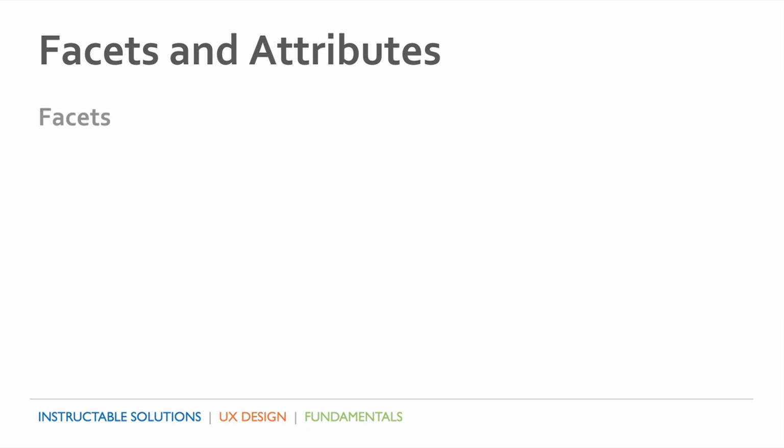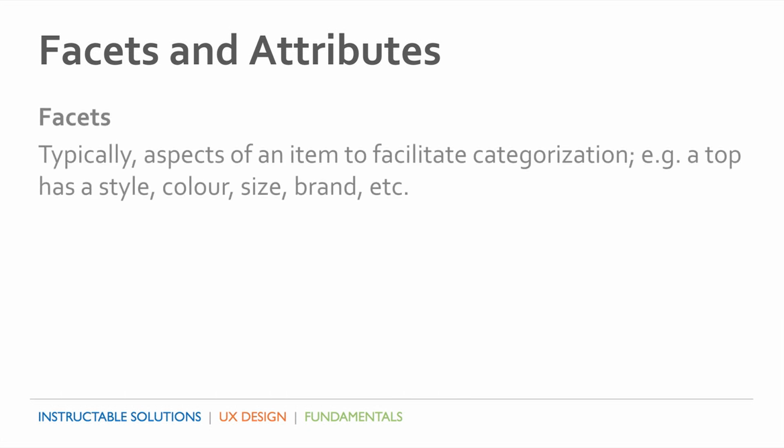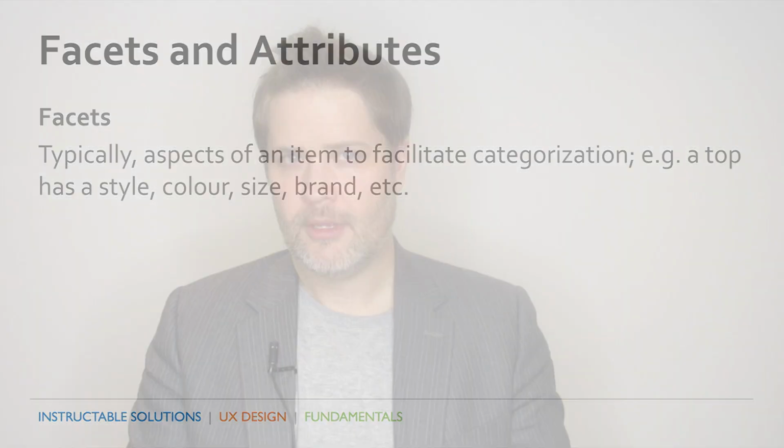So let's talk about facets and attributes in a little more detail. A facet is typically an aspect of an item used to facilitate categorization. For example, a top has a style, color, a size, and a brand. Not dissimilar to our example last week with a book on the Indigo website. That book had a title, had an author, had a date. That content type was hopefully defined with that level of detail.